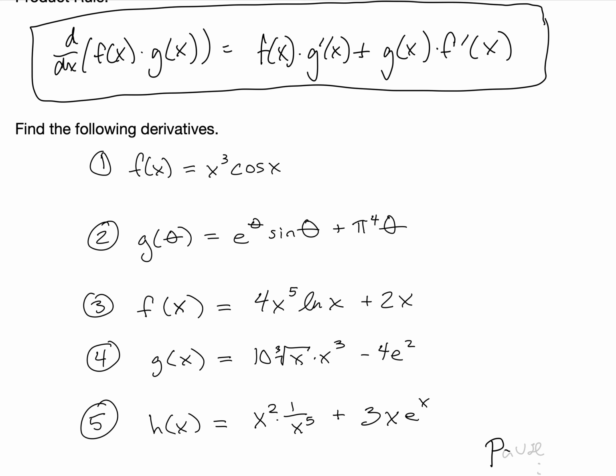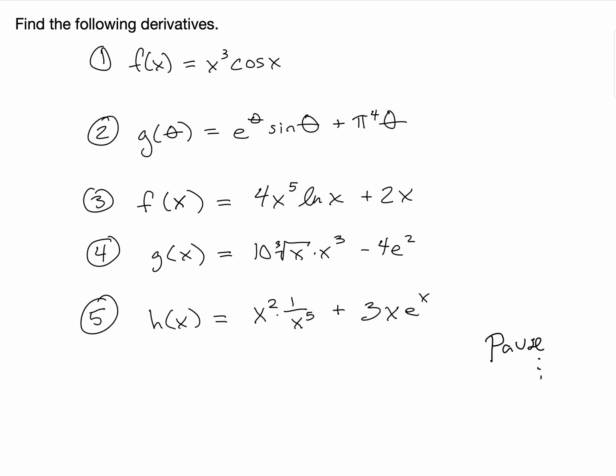So I would like you to grab a piece of paper, pause, and try each of these on your own. Do get out a piece of paper, don't just do these in your head. And use the product rule when necessary. If there are any situations where you could do it with the product rule or could do it an easier way, feel free to do that. So try those out. We'll talk about it in a moment.